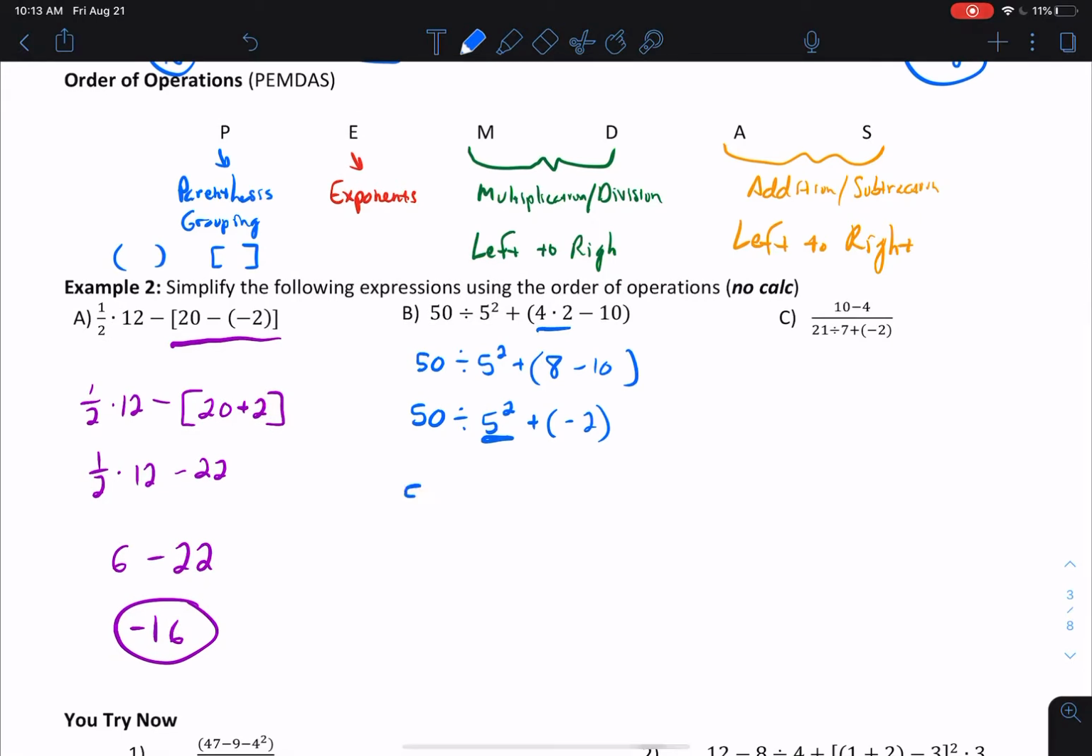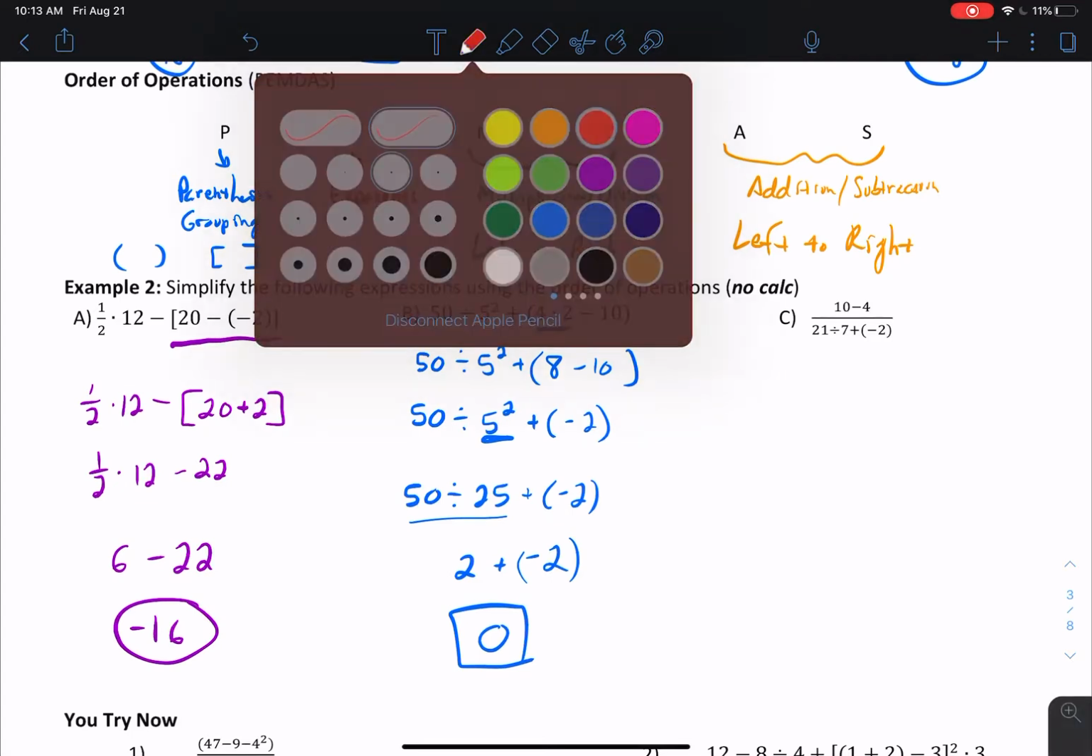Okay, so 50 divided by 5 squared, 5 times 5, that's 25, plus negative 2. No more exponents. Next is multiplication and division. I've got division right here. 50 divided by 25, that is 2, plus negative 2. Okay, so 2 plus negative 2, so I'm moving towards 0, and actually I end up at 0. 2 plus negative 2 is 0. All right, we got one more to get through.